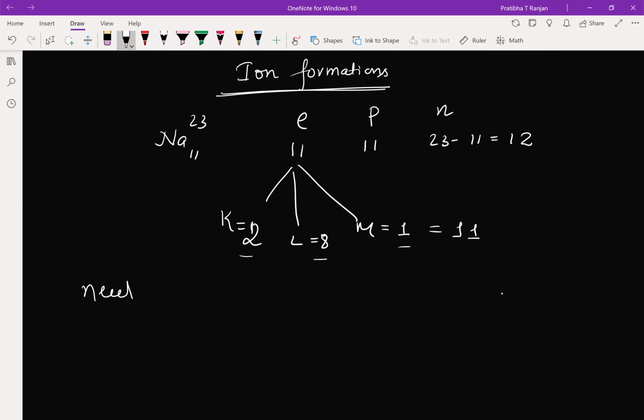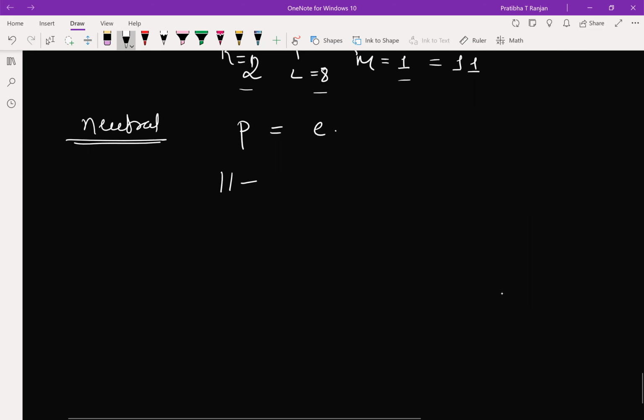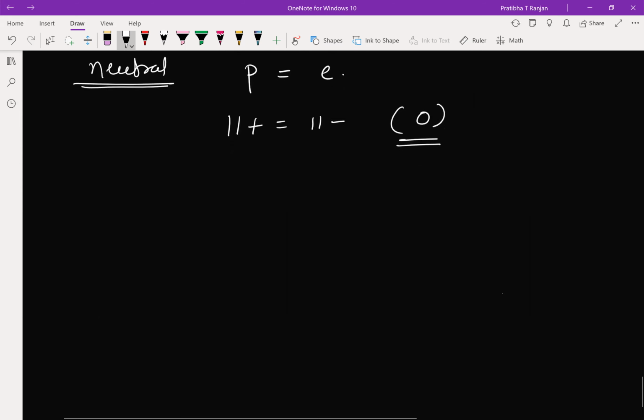In the neutral state, I told you that all the protons are equal to the electrons. It means 11 positive charges, 11 negative charges, and they both cancel each other. That's why the atom has a zero charge. But today we are going to see how sometimes the atom develops a positive charge, sometimes a negative charge, sometimes it's plus one, sometimes plus two, sometimes minus two, minus four. How it is done, we are going to see in this class.